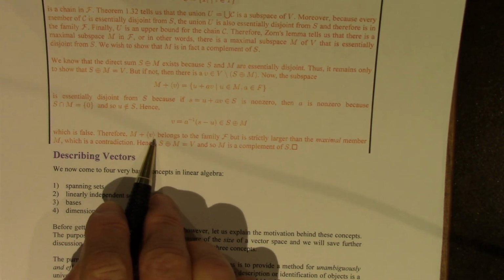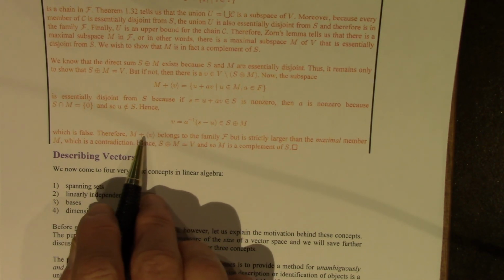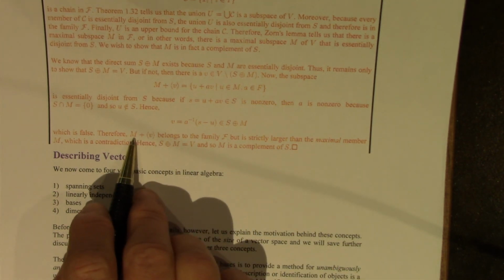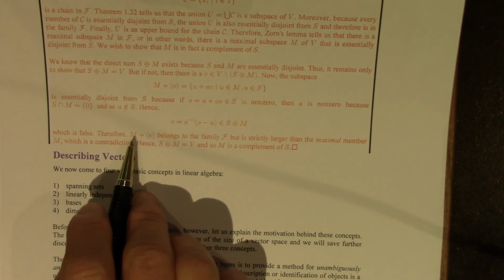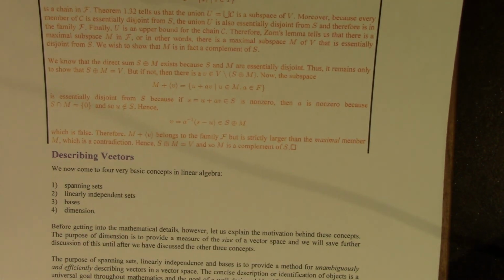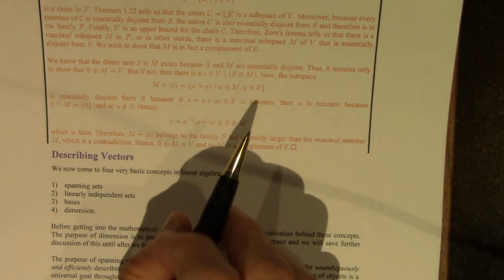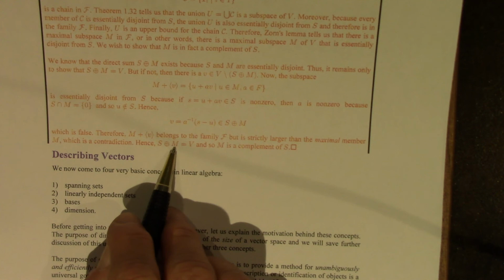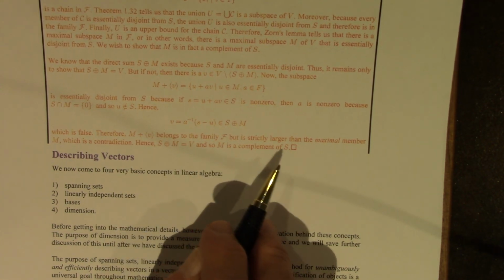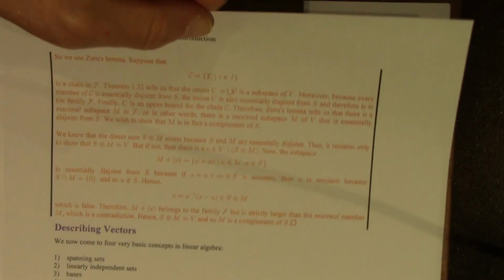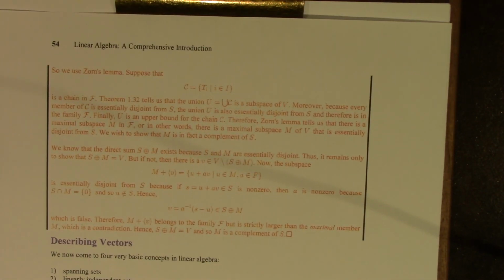And so this subspace also belongs to the family F. It's essentially disjoint from capital S. And now we're in trouble because M was supposed to be maximal with respect to being essentially disjoint from S. But this is strictly bigger and is essentially disjoint from S. So the only way out is that there is no little v in this set difference, and so S plus M is in fact all of V, and M is a complement of S. This is a typical use of Zorn's Lemma, and I would strongly suggest you go over this proof until it all makes sense.